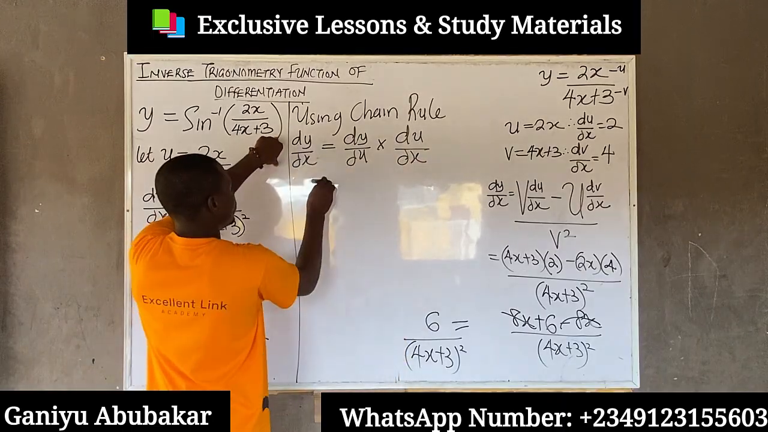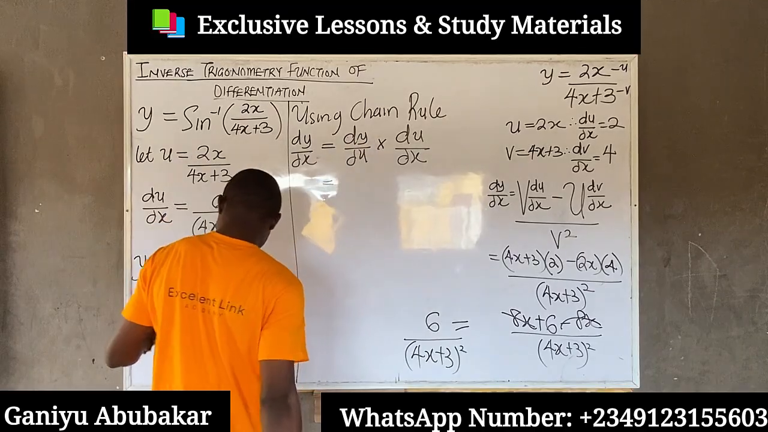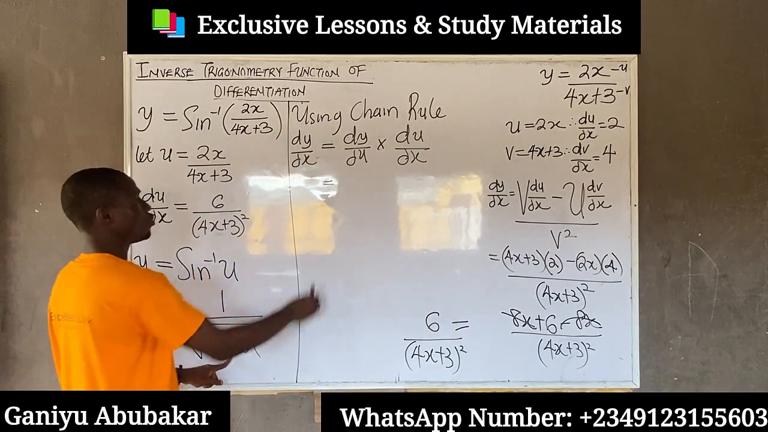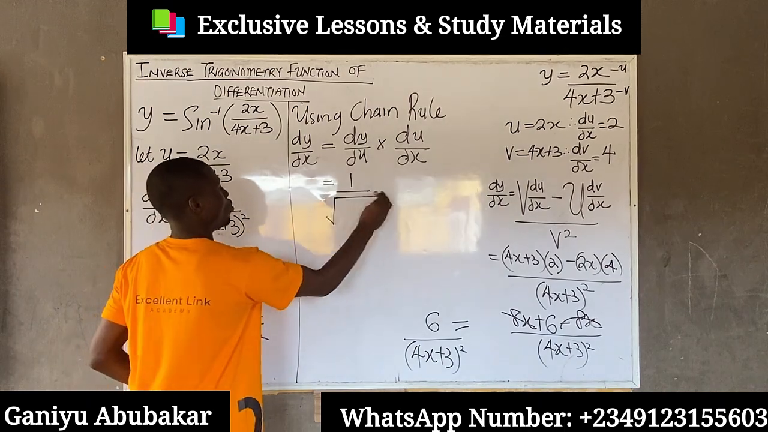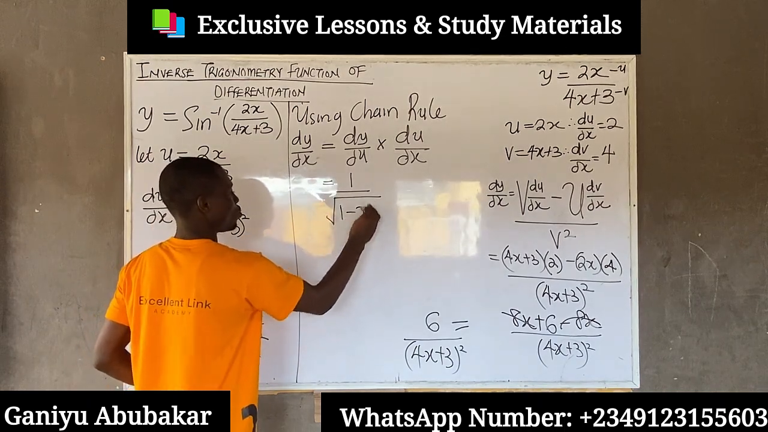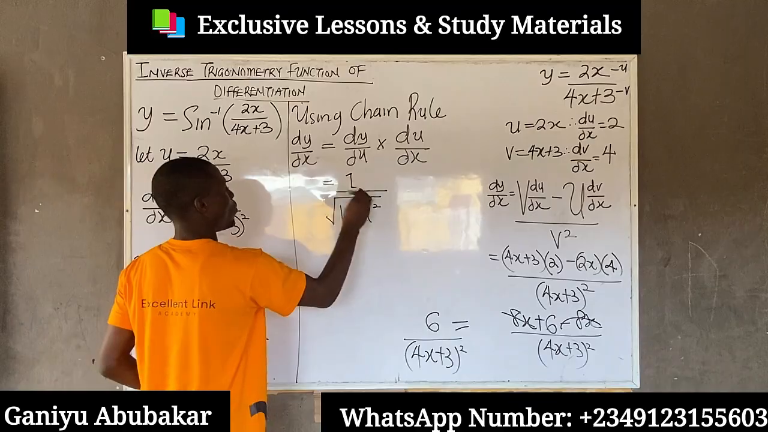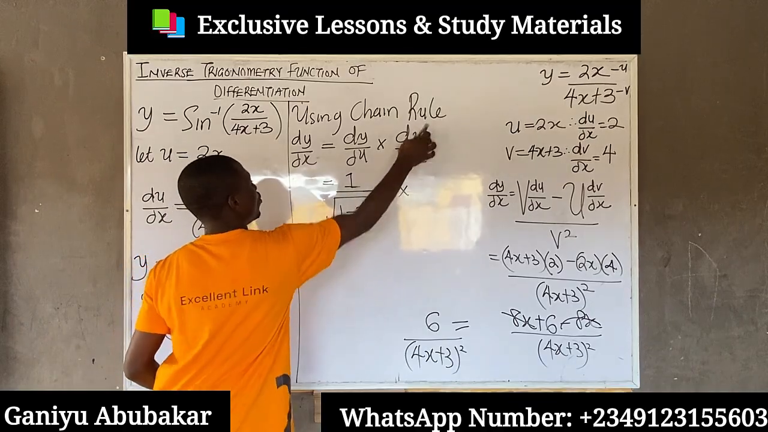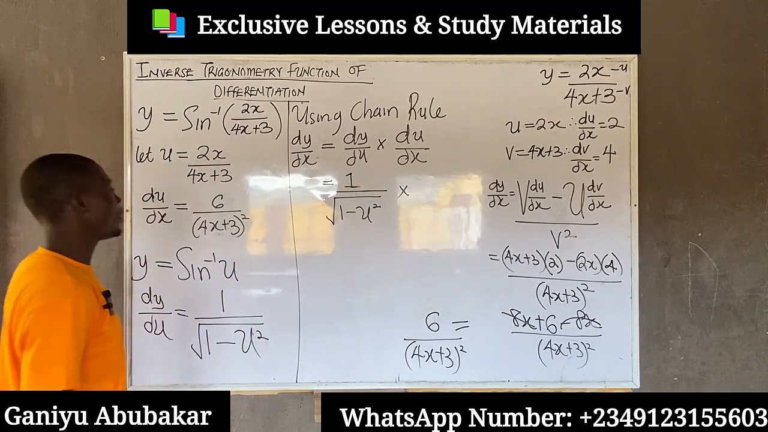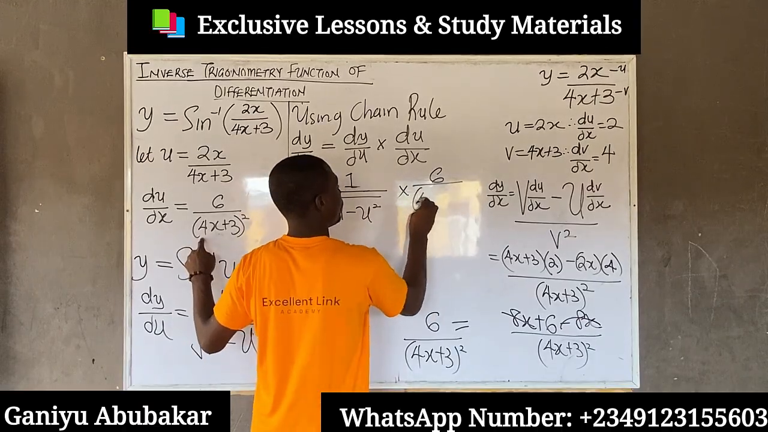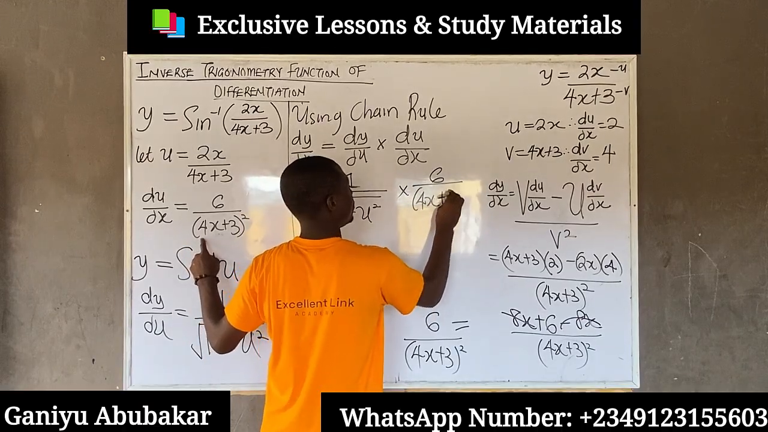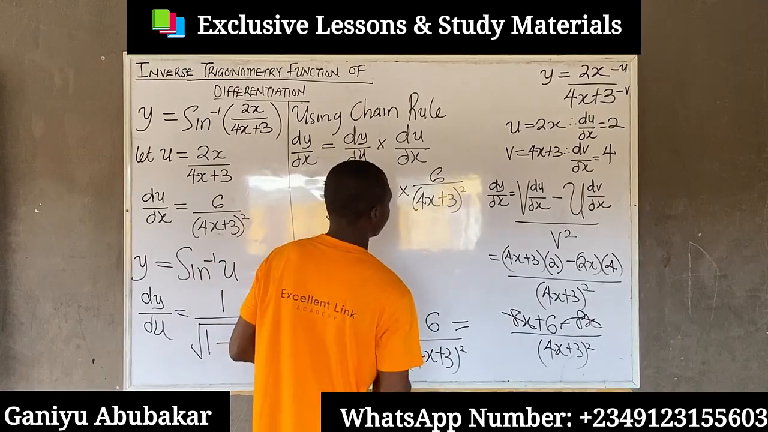That gives you dy over dx equal to dy over du times du over dx. dy du is this one here: 1 over root 1 minus u squared, that's my 1, times du dx. du dx gives you 6 over 4x plus 3 all squared.